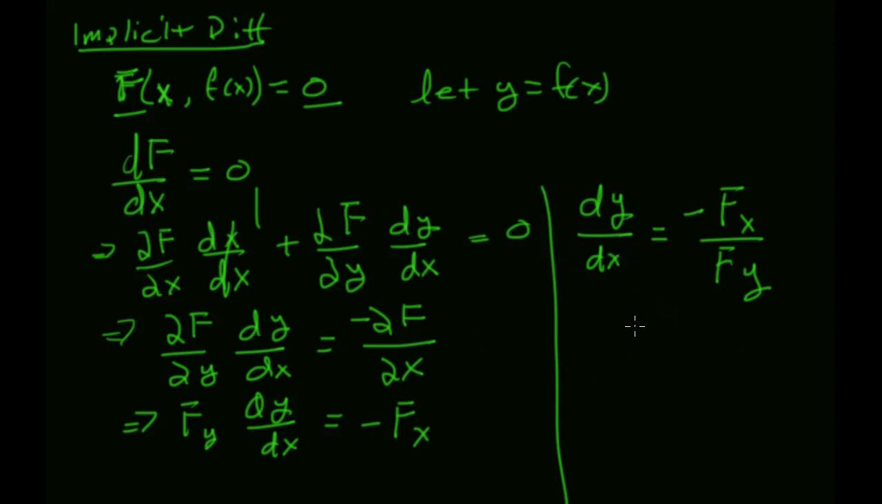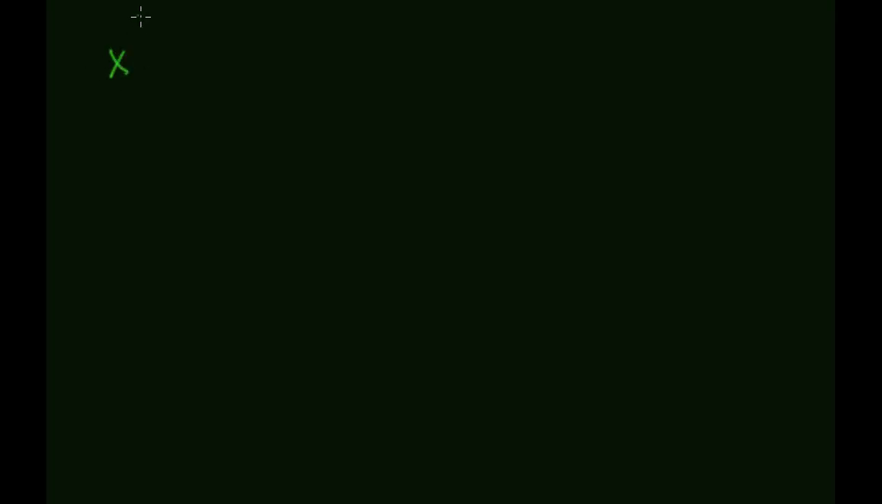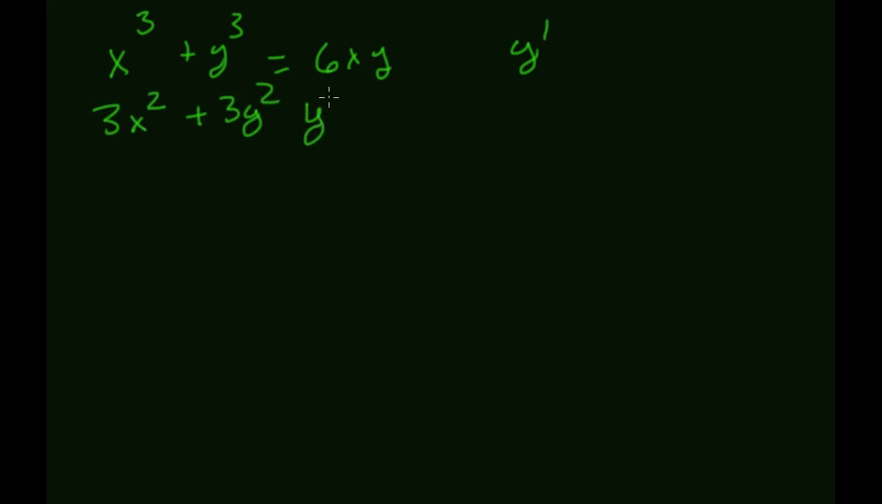So, okay, let's take a look at an example of implicit differentiation. Here's a textbook example: x cubed plus y cubed is equal to 6xy, and we want to find y prime, dy/dx. So we say that this is 3x squared plus 3y squared times y prime, is equal to the first times the derivative of the second plus the derivative of the first times the second.